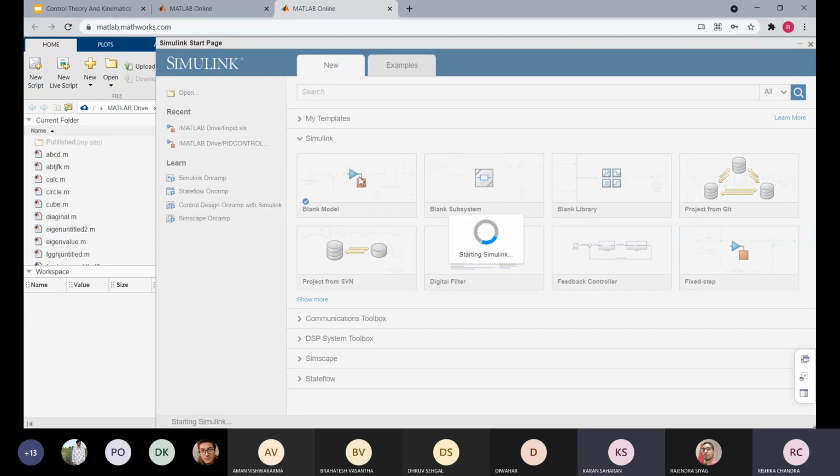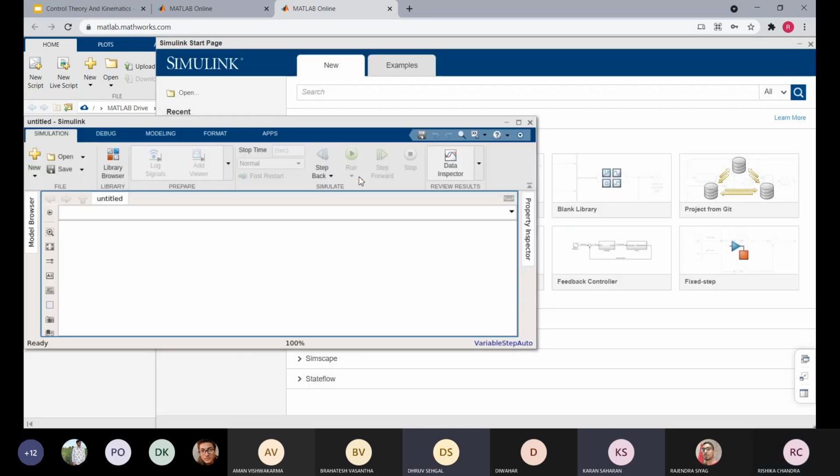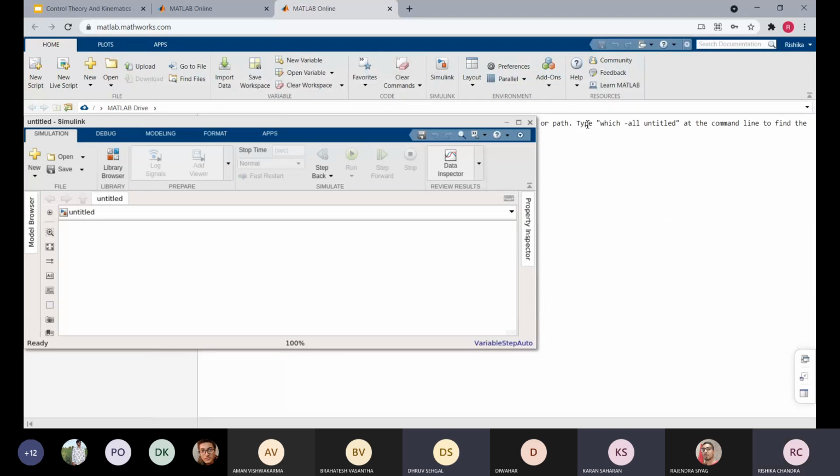Ma'am, we have to register with the G Suite ITBD email ID. Yes, register with the G Suite ID. The institute has already purchased the rights.